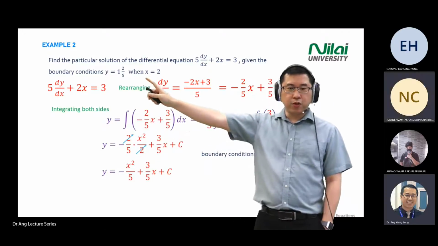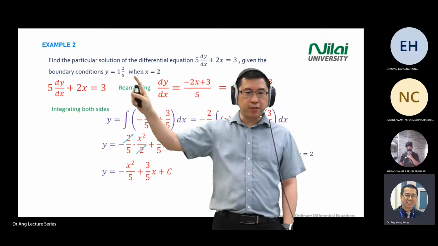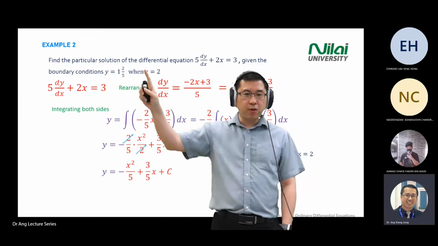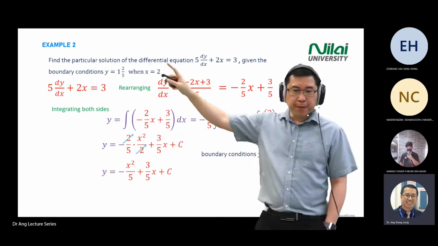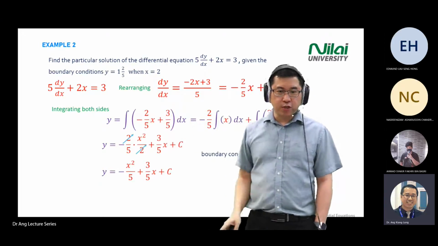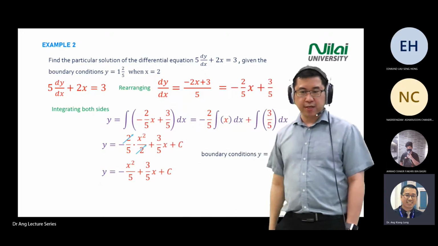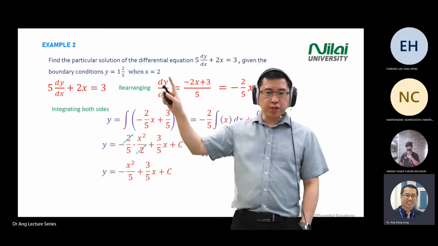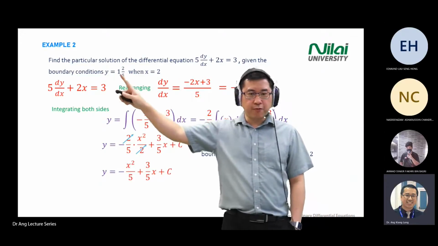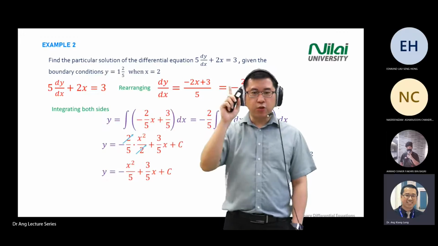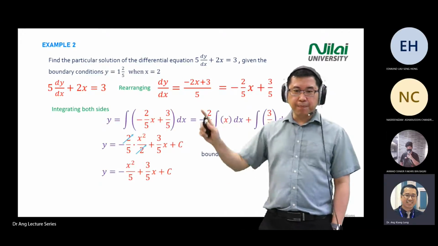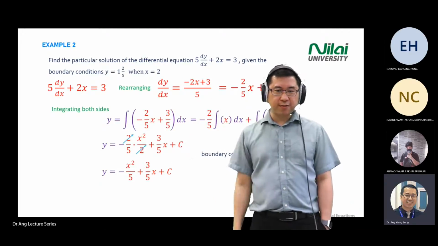What do you need to do when the question gives you a boundary condition? It means it gives you 2 points, y and x. The purpose of the y and x values is to find what your c is. Again, I repeat, if the question is so kind as to give you the y value and x value, there's only one purpose: to solve for the c value.